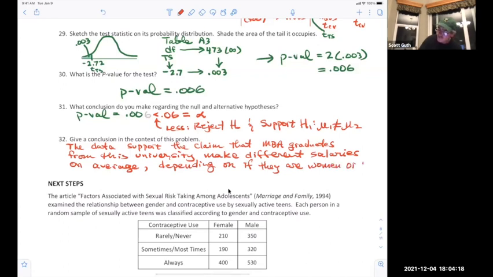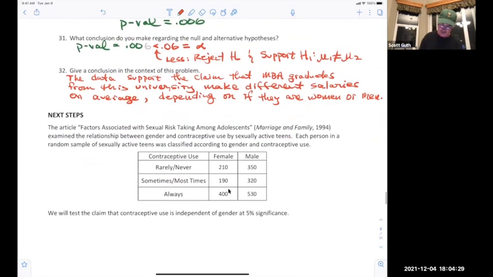I guess this is one way to say it, that on average, women are getting different salaries than we got for the men. So that's one way to make a conclusion there. Okay, so we're good to go.